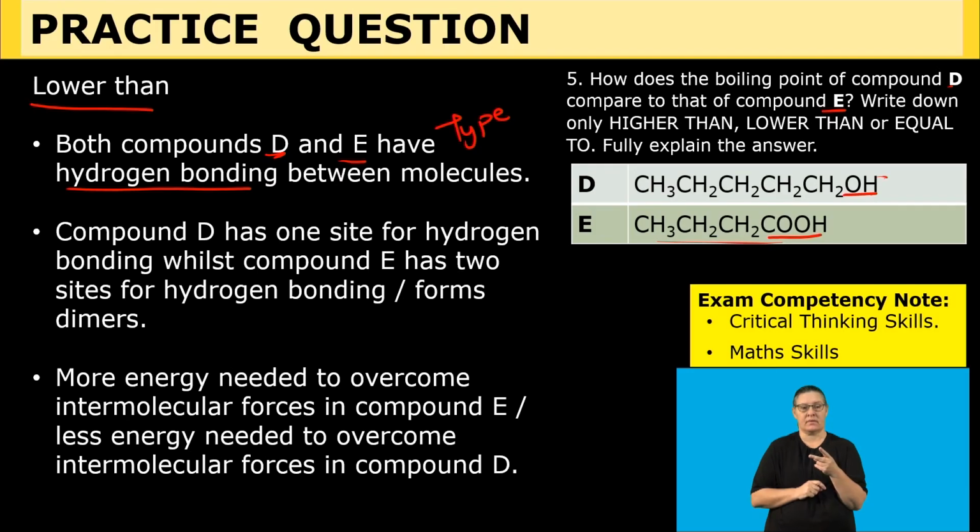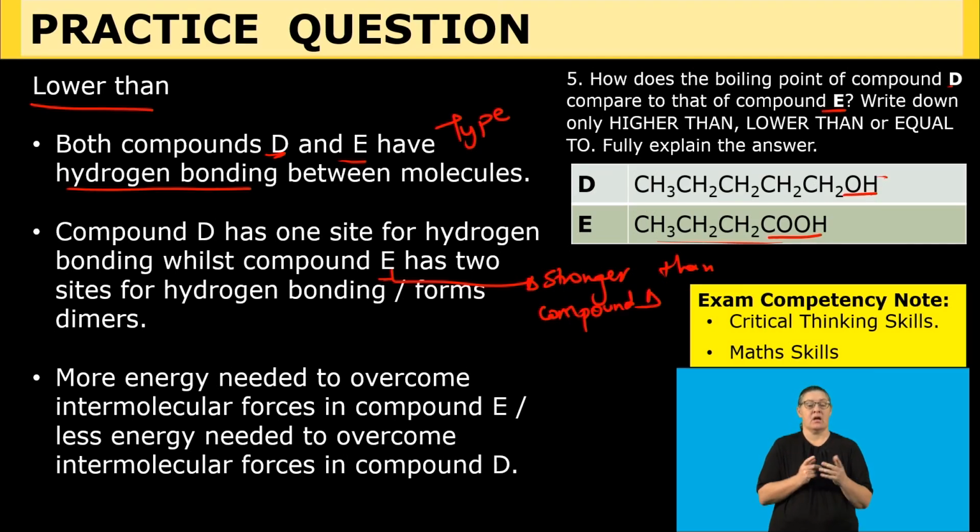And then bullet number two, compound D has one side for hydrogen bonding, whilst compound E has two sides for hydrogen bonding, or that means it's going to form dimers. So because of the two sides and one side, we can conclude that compound E is stronger than compound D. So the strength of the intermolecular force in compound E will be stronger than the strength of the intermolecular force found in compound D.